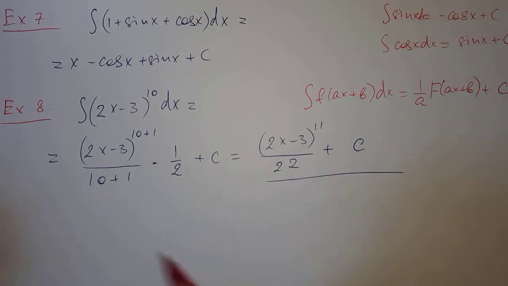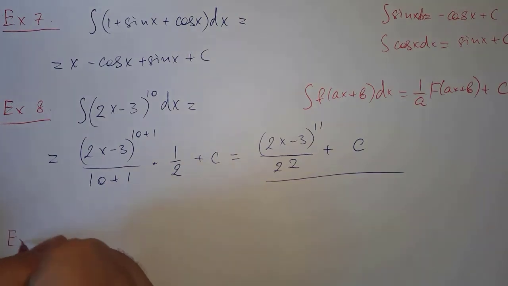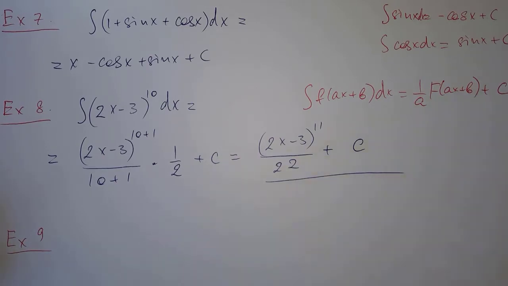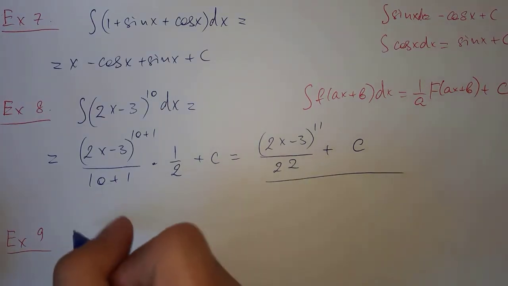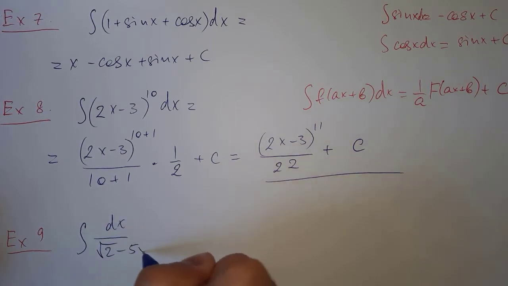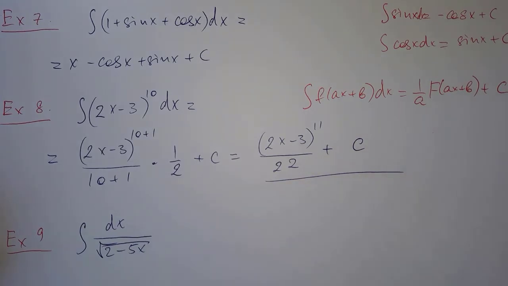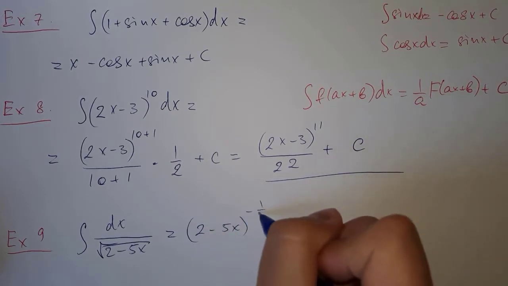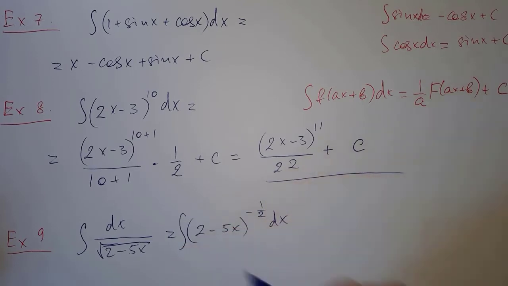And now let's move to the next one, number 9. So here we have another example. For example, dx over the square root of 2 minus 5x. So here again we need to use this property and find it. So this is 2 minus 5x to the power minus 1 over 2 dx, integral. So our a is minus 5 here.